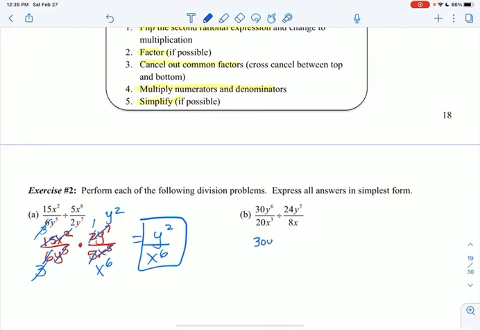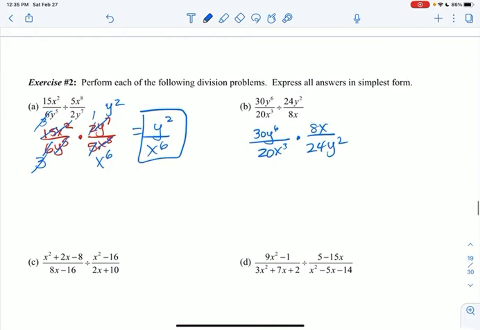All right, I'm going to try another monomial. So the first fraction stays the same. Second one, I change to multiplication and I flip it. So 8x goes to the top, 24y squared goes to the bottom. Now I'm going to cancel anything I can. So let's see what I got. 8, I'm going to cancel this way. 8 goes into 24 3 times.